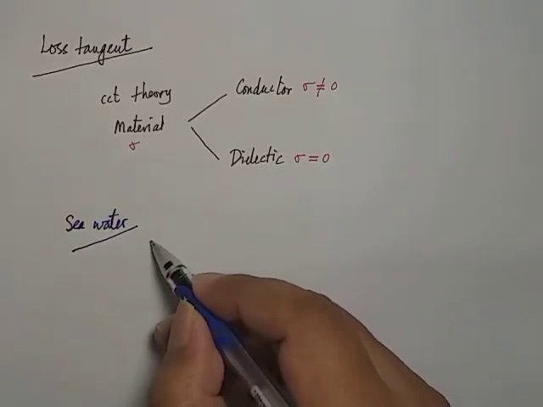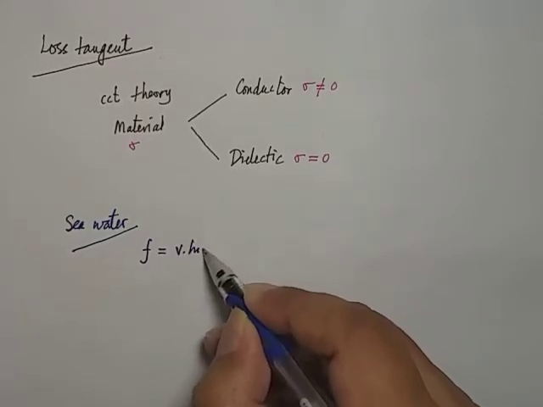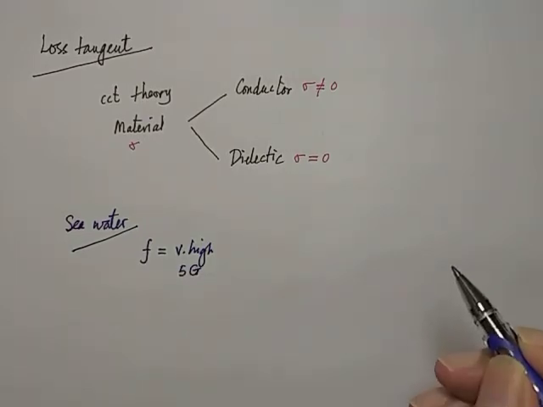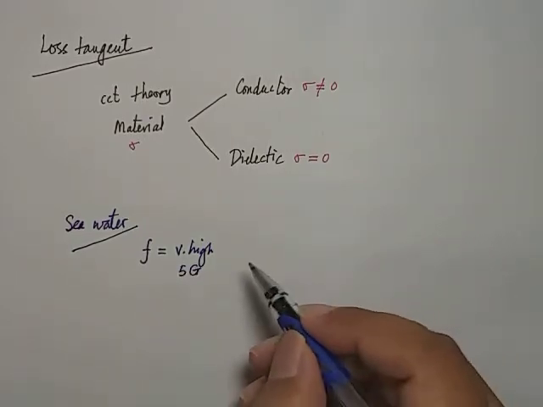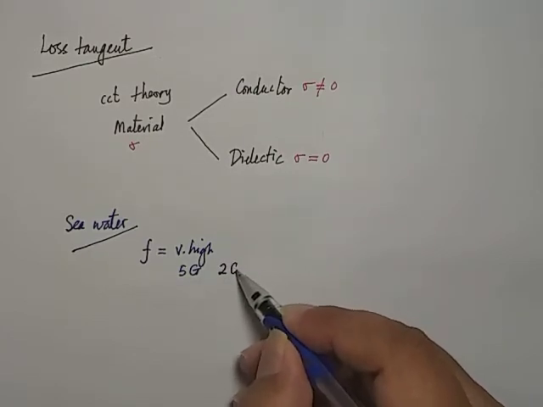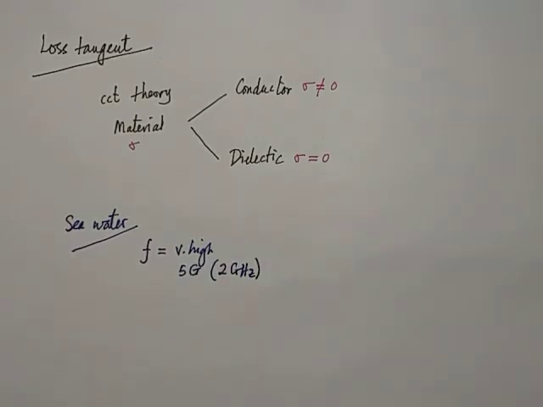So the frequency is very high. For example, 5G. What should be the frequency range for a 5G communication system? Let's make it 2 gigahertz. Actually, it can vary, so let's assume it to be 2 gigahertz. So the seawater at this frequency is going to behave as what?